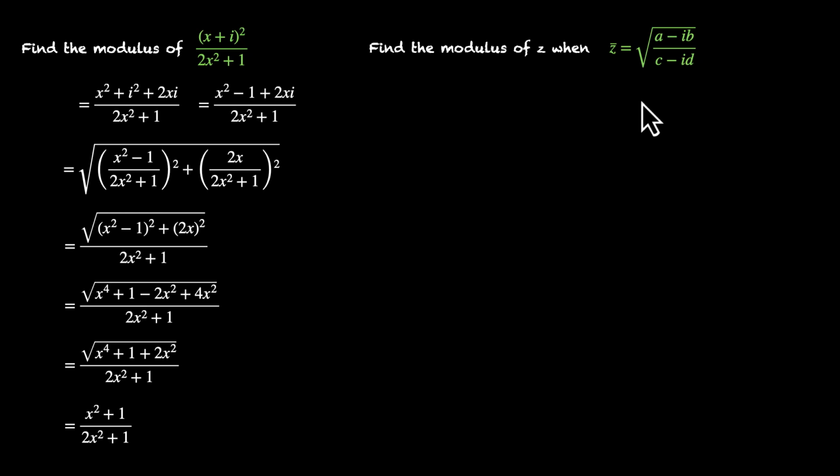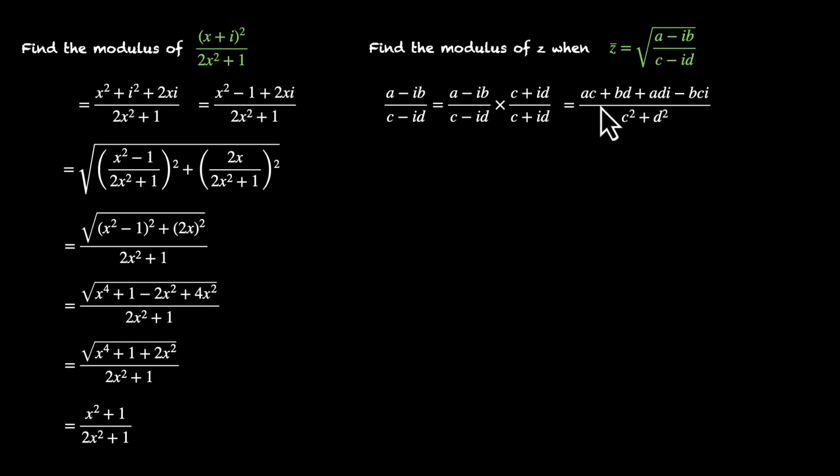Alright, let's first rationalize the right hand side. We have (a − ib)/(c − id) within the square root. So we can multiply and divide this by (c + id)/(c + id). This is the conjugate of the denominator. The numerator is a times c, that's ac. Let's look at the imaginary parts. Minus i times i, that's minus i², that's going to be plus. So the sign is positive. And then we have b and d. So this is ac + bd.